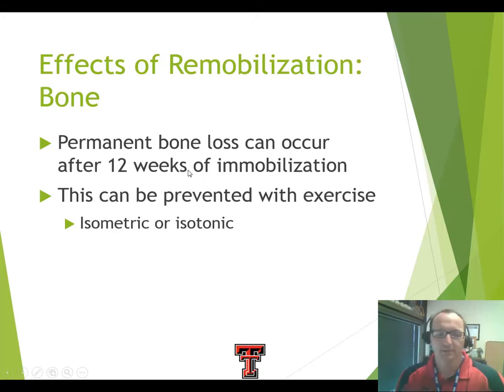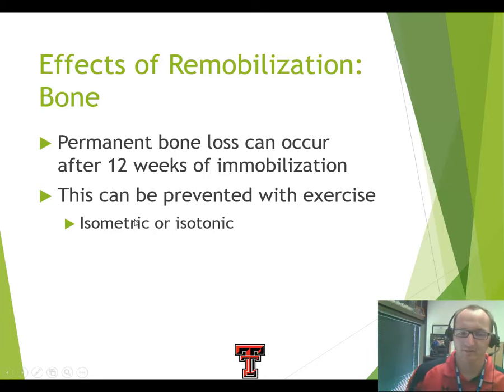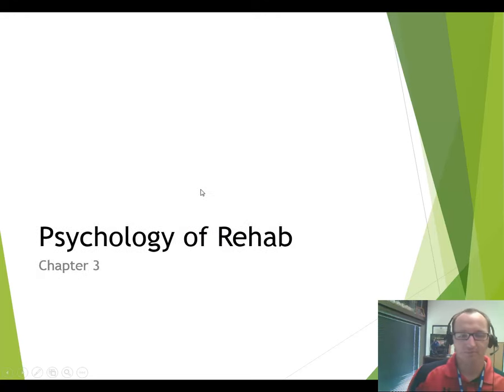Okay, for bone, permanent bone loss, irreversible, can occur. 12 weeks of immobilization. You'll see this, they put a kid in a cast anymore, it's going to be 4 to 6 weeks. They don't want to leave him or her in that cast any longer than they have to. Even if they are in an immobilizer they can't remove, isometrics can be utilized there. Even just loading bone through the attachment points of the muscle is better than nothing. Okay. Isotonic exercise is going to be even better because we're actually introducing some load.